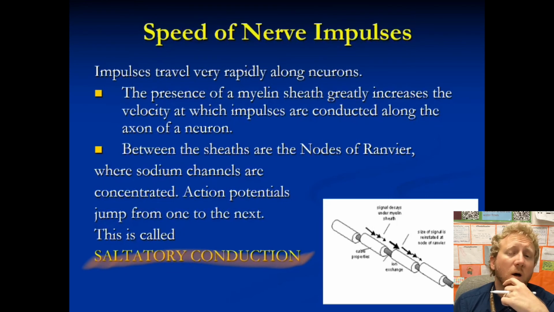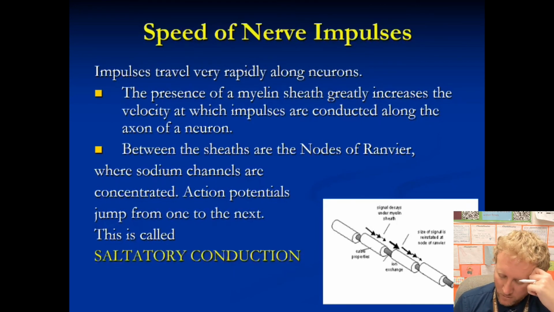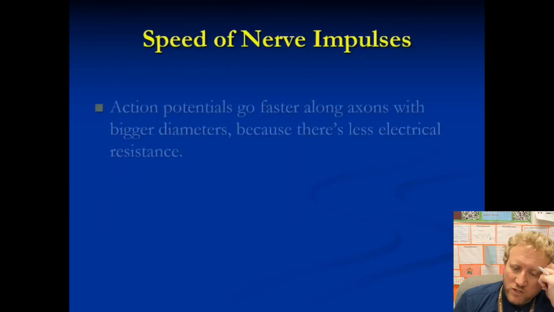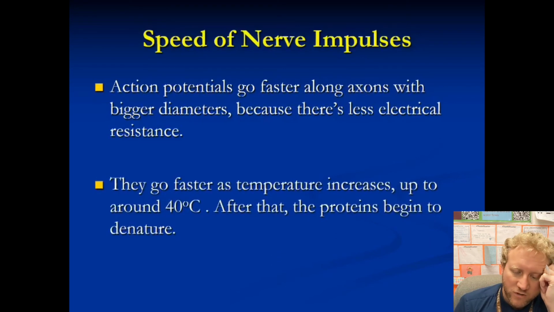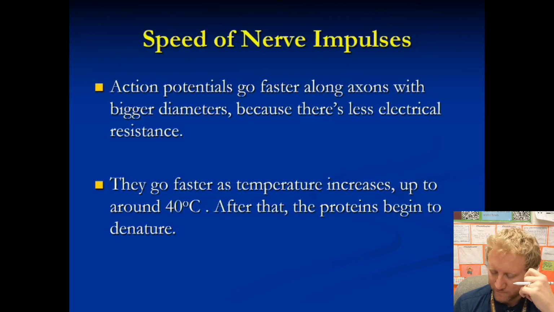Now there are some unmyelinated neurons. Most of those are going to be in your brain. They are not going to go as fast as a myelinated neuron, but they don't necessarily need to go that fast because they're covering a really short distance. That's one thing. Other things that you can do to speed up the nerve impulses: the bigger the diameter of the axon, the faster it goes. The warmer the temperature, the faster it goes. If it gets too hot, then the proteins denature and everything falls apart.